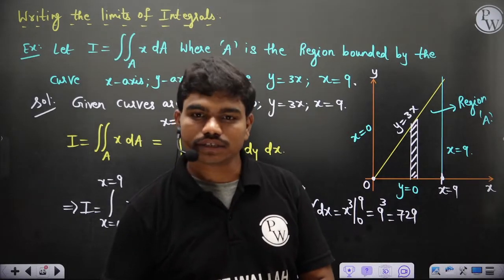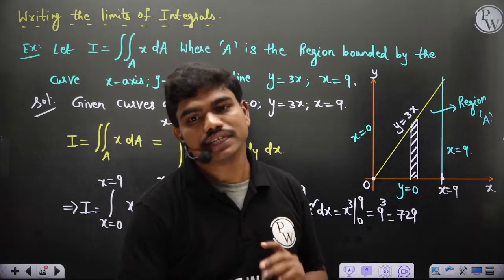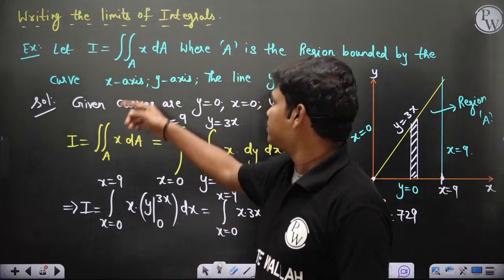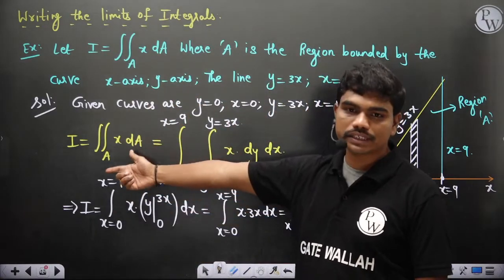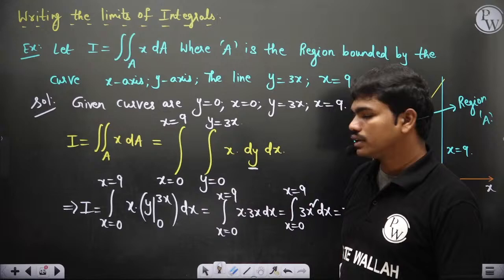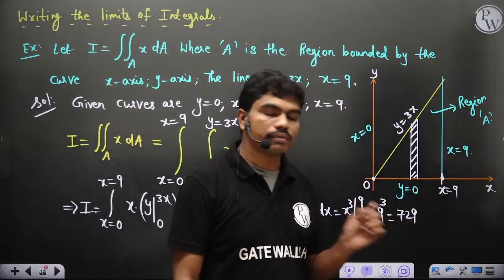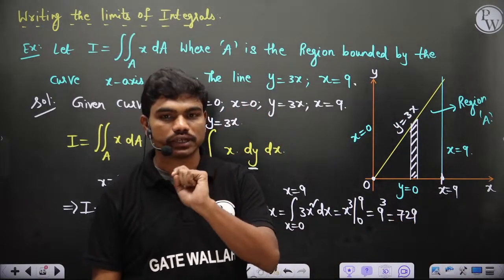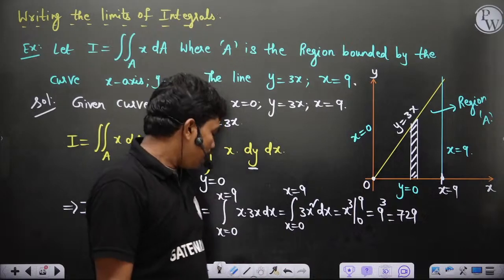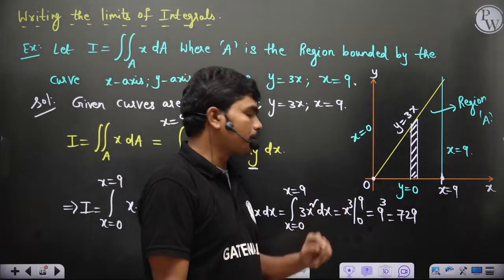Now, I would have told this answer very easily without even doing this calculation. As soon as you give me this region and this integration, I would have straight away told the answer is 729 by just doing a one-line calculation. So I'll ask you one thing.